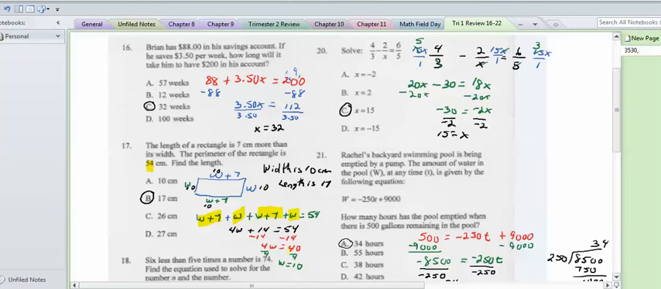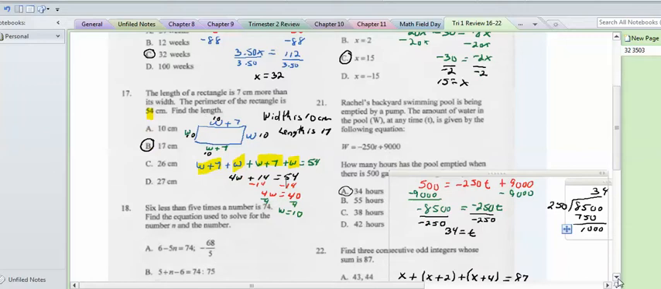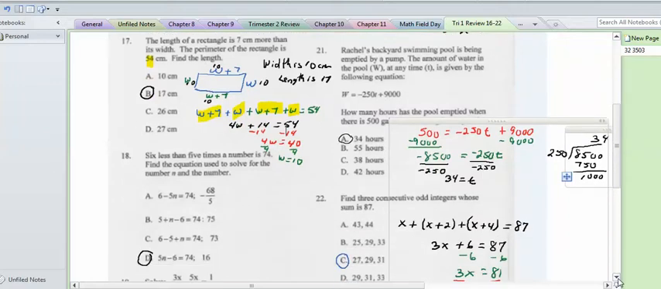Now 10 is not my answer. 10 is what I found as my width. I need to find out my length. So I put 10 plus 7, and I got 17. That's where 17 came from.